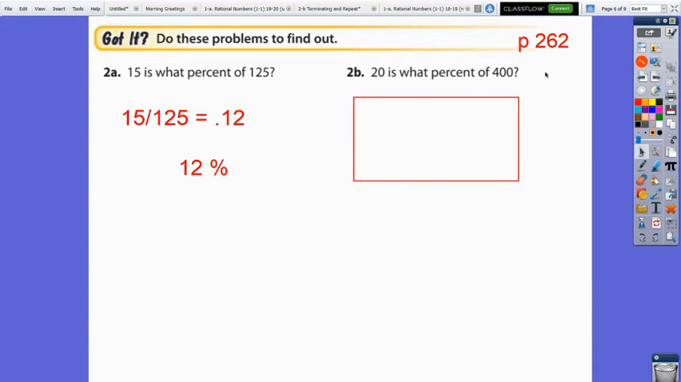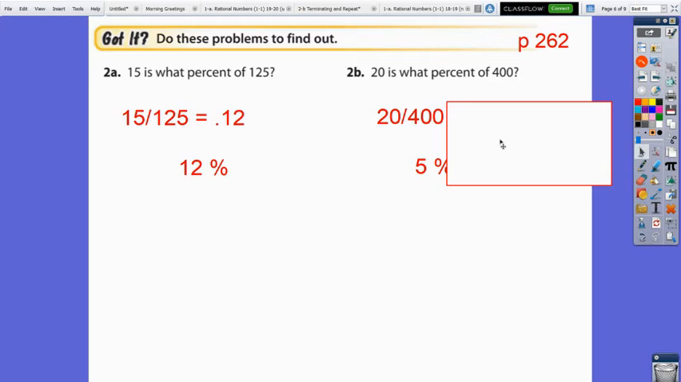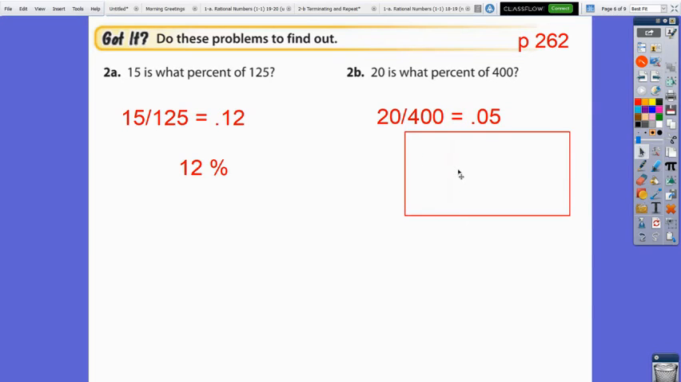20 is what percent of 400? You could do this one mentally, but all right. So in your calculator, again, 20 divided by 400, you get 0.05. And then you convert 0.05 to a percent by moving the decimal point 2 places, right? And you get 5%. 5%, 20 out of 400.